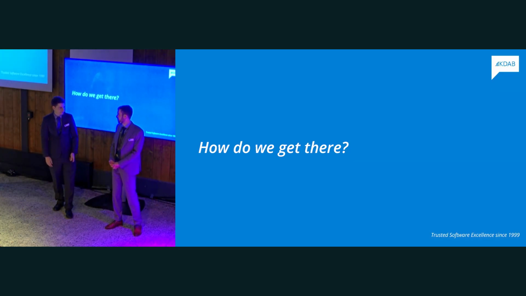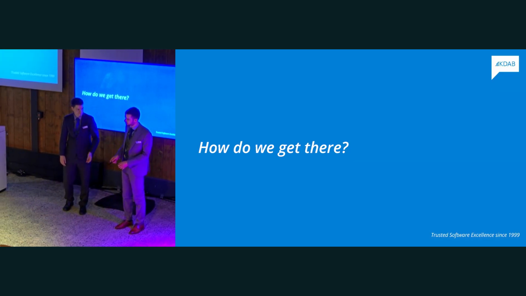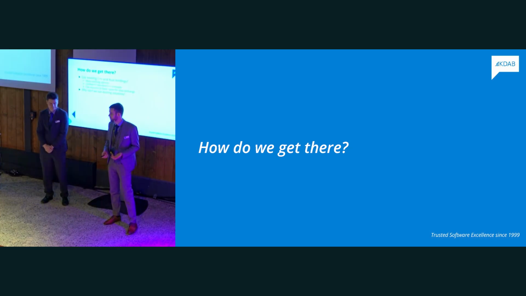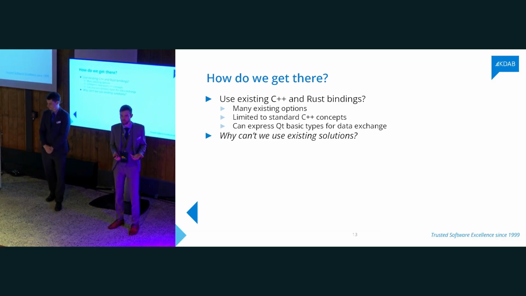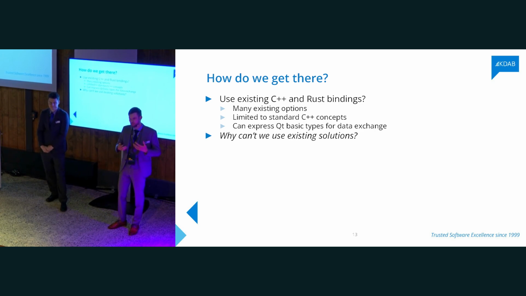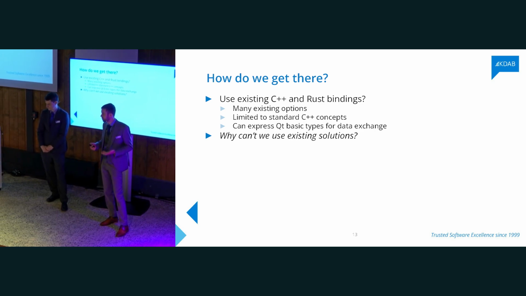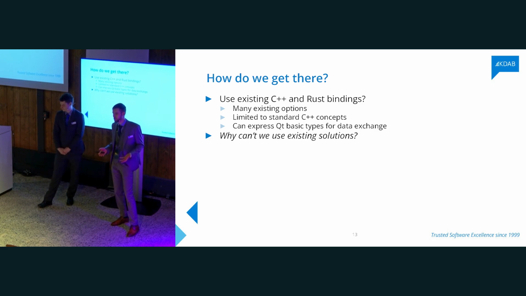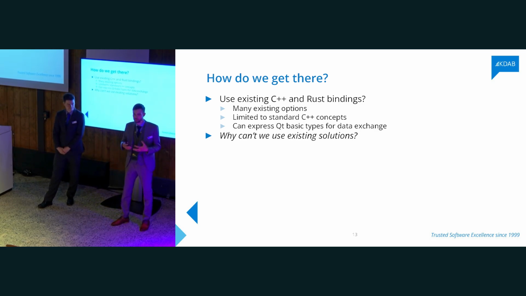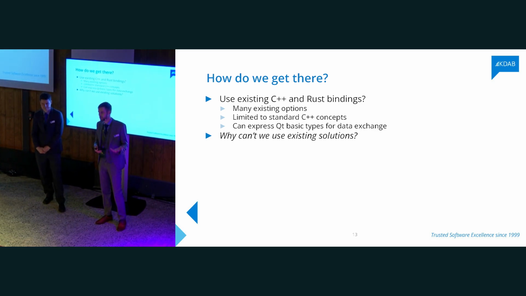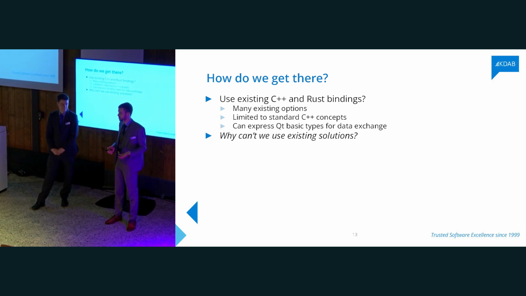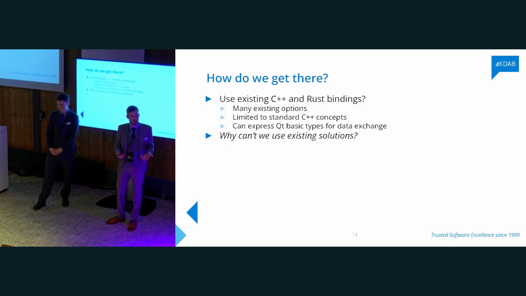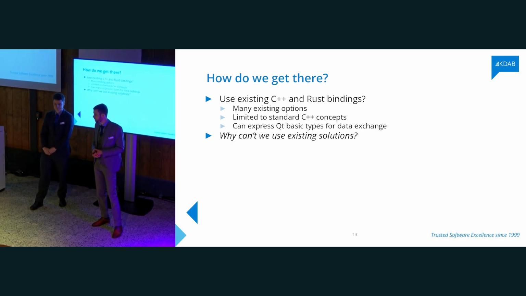So Leon, how do we get there? So the first question we should ask ourselves is, well, can we just use existing C++ and Rust binding systems? Because Rust is often touted as a language that can solve similar problems to C++. So people have already, of course, worked on this problem of how to integrate Rust into an existing C++ application. And indeed, there are many existing options to do this. However, they are really limited to standard C++ concepts, because that's what these approaches deal with.